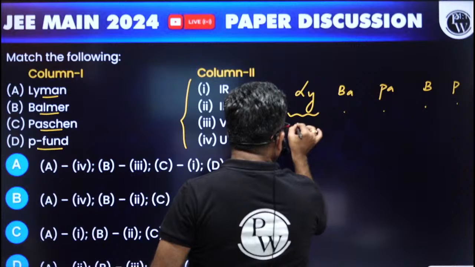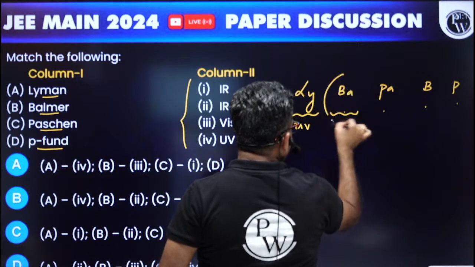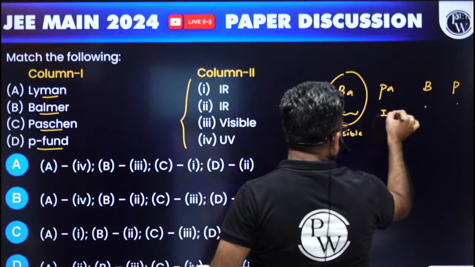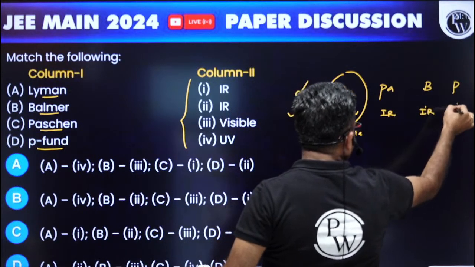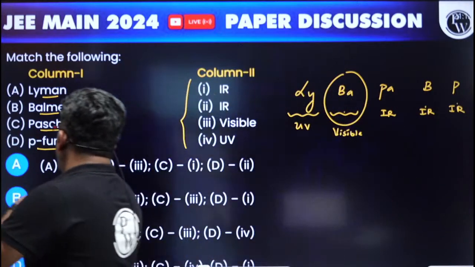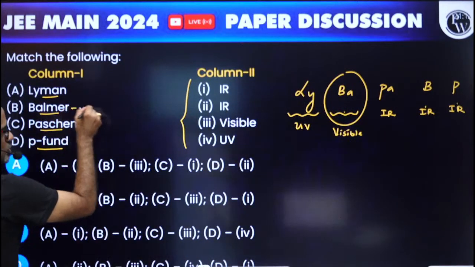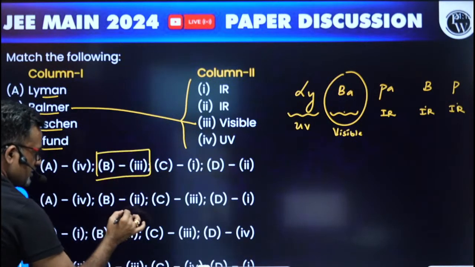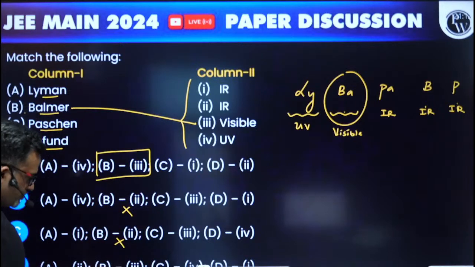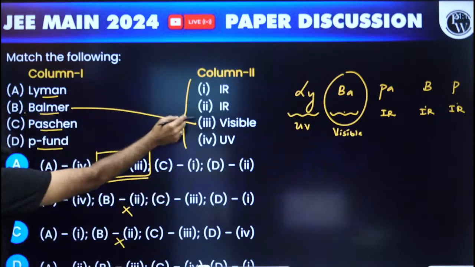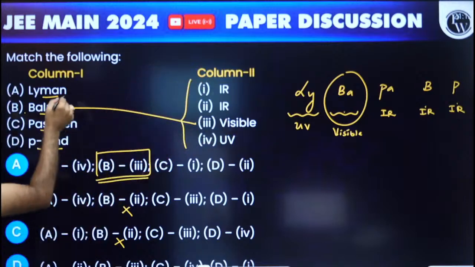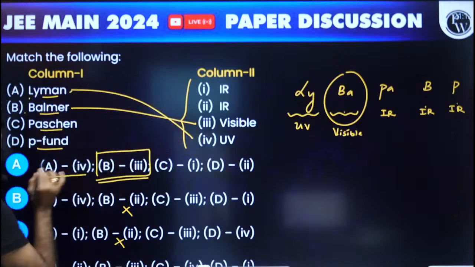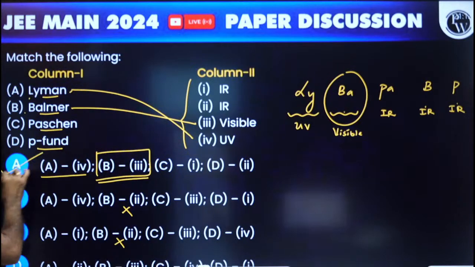Lyman will lie in ultraviolet, Balmer series in the visible region, this you remember. Rest of them are all in infrared, infrared, far infrared, right? With that logic, Balmer series goes to visible. So B with 3. B with 2, no. B with 3, yes. Along with B with 3, Lyman is with UV. UV is 4. So 1 is with 4. So therefore straight away go with this.